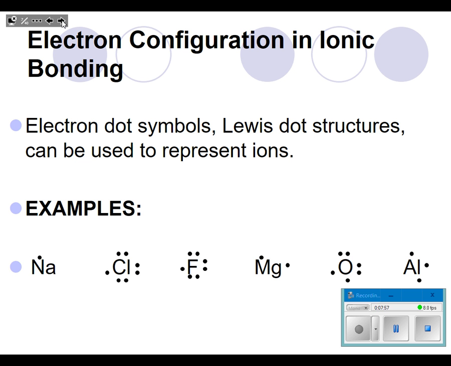So in order to represent these ions, sodium would lose that dot and become a +1. Chlorine would gain a dot, and so it would be a -1. Fluorine would gain a dot to make it 8, so it would become a -1. Magnesium would get rid of those 2, so it would become a +2. Oxygen would gain 2, so it would become a -2. And aluminum would get rid of those 3, so it would become a +3. Okay, so that's how we would represent these as electron Lewis dot structures, or electron dot symbols, as ions.